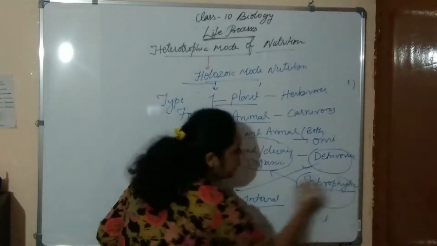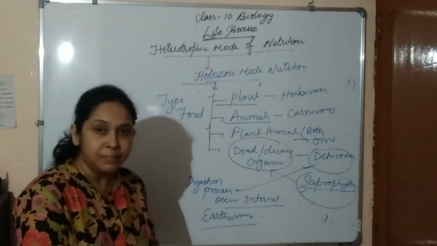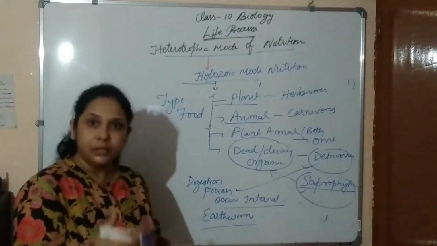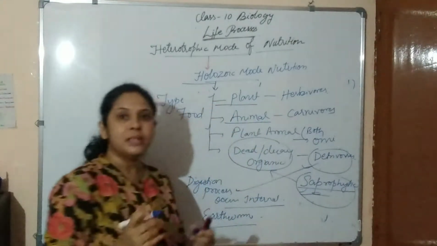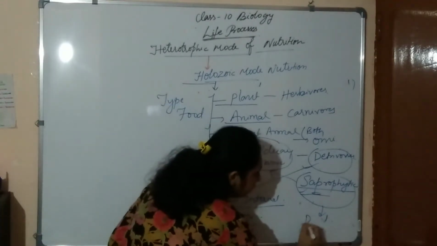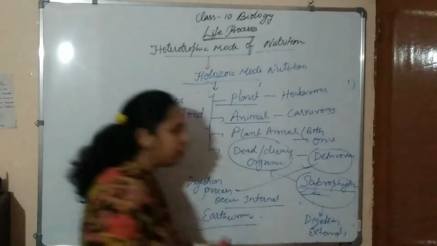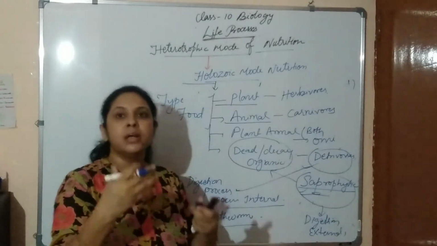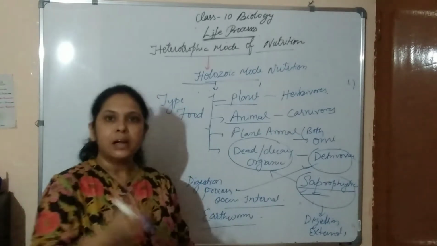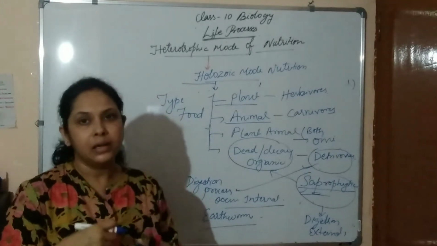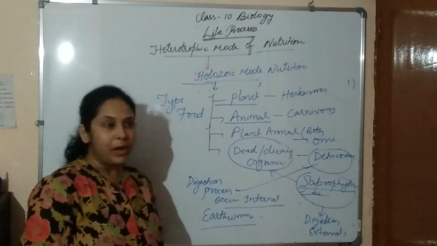But in saprophytes, they do not ingest the food. They pour the enzymes on the food, and they suck out the nutrients from it. So here the saprophytes basically have external digestion. They pour all the digestive enzymes over that dead and decaying organic matter, and they suck out the nutrients. They do not ingest anything inside the body. So this is the basic difference between detrivores and saprophytes.